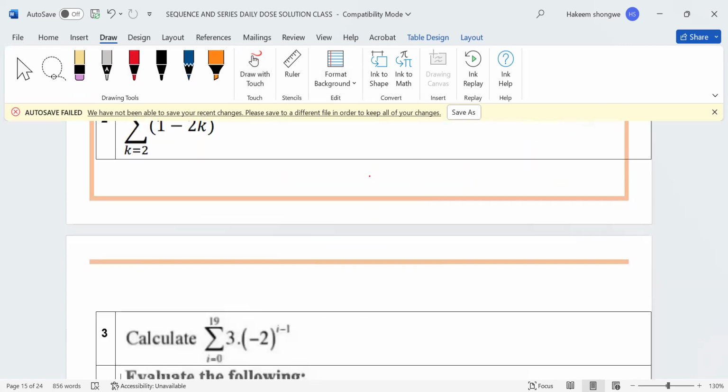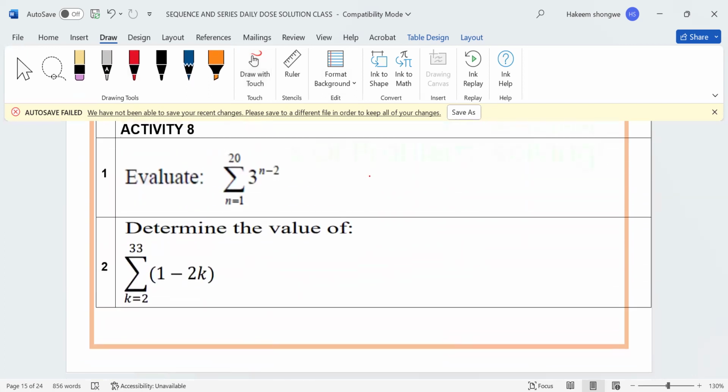Activity 8. And then I thought about those who are done. Let's give them something else.